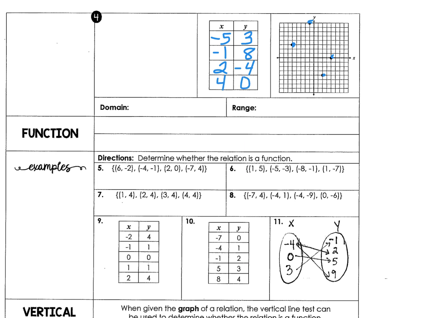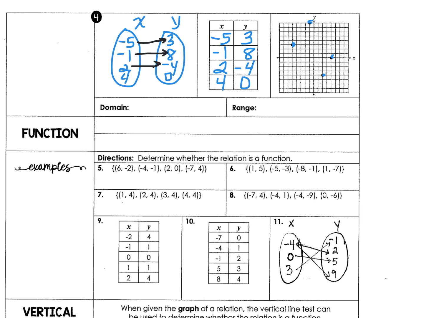Then I'm going to take those and I'm going to map them. So I'm going to do my one oval, my other oval, X, Y. I'm going to start by writing my X values. I have a -5, I have a -1, I have a 2, and I have a 4. Then I'm going to write my Y values: 3, 8, -4, and 0. And then I'm going to do my arrows. -5 goes to 3, -1 went with 8, 2 went with -4, and 4 went with 0.